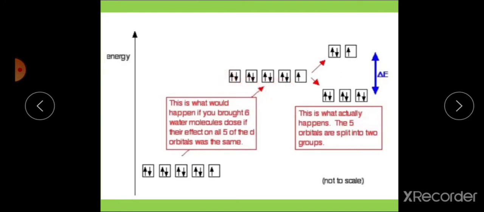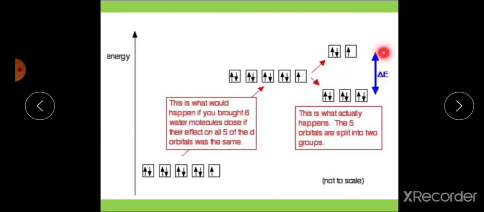These 5d orbitals, dxy, dyz, dxz, dx square minus y square and dz square, are split into two groups. One group of d orbitals has a lower energy and consists of three orbitals: dxy, dyz and dxz. These orbitals are called T2g orbitals. The second group has a higher energy and consists of two orbitals, dx square minus y square and dz square, and they are called Eg orbitals.